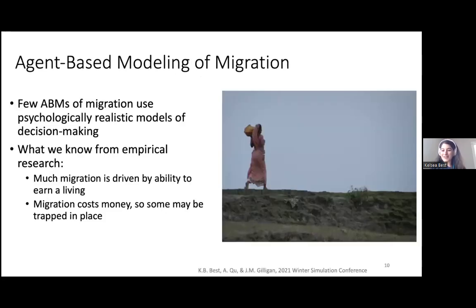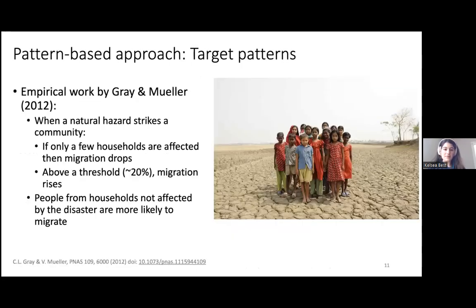So then I took all these insights from these different analyses and sought out to create my own agent-based model of migration. So what we know is, again, migration in this region is largely driven by the ability to earn a living, so economic motivation. And migration also costs money. So it's possible that some of the poorer households in these regions are less likely to move.